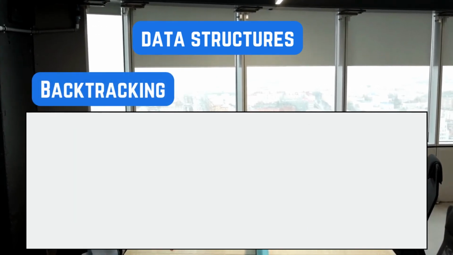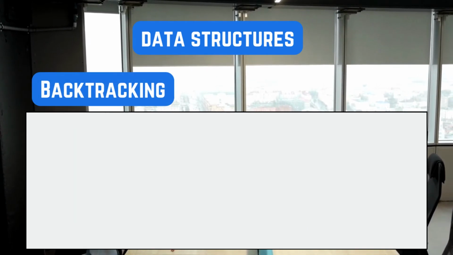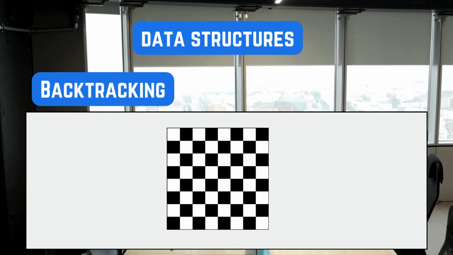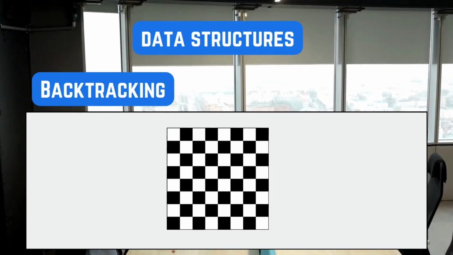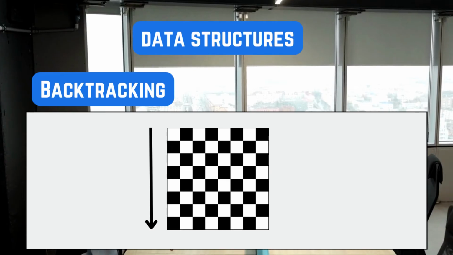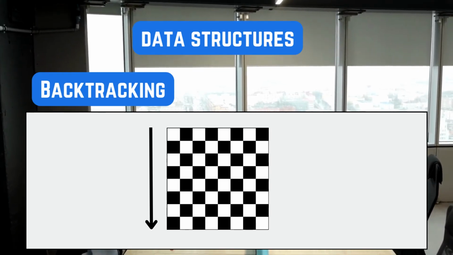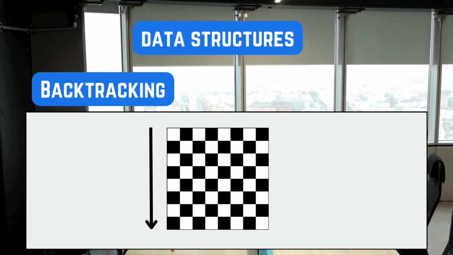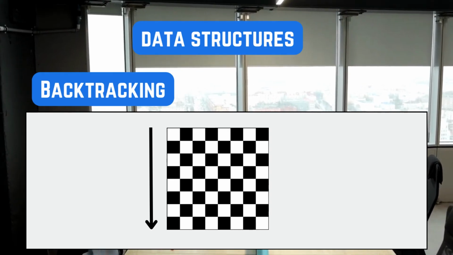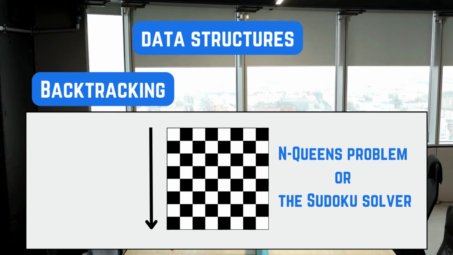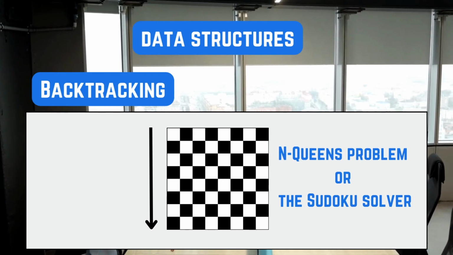Sixth is backtracking. Backtracking is a technique used to solve problems that involve finding all possible solutions. It involves starting with an initial solution and then trying out all possible solutions by making small changes to the current solution until the desired result is achieved. It is often used in algorithms such as the n-queens problem or the Sudoku solver.